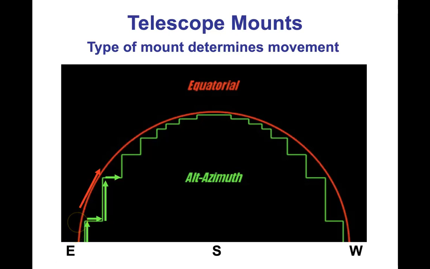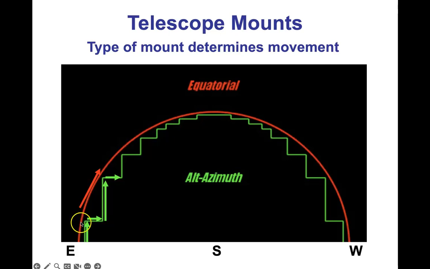Because if you point your telescope at a star or at some object that's rising in the east, as that point on the sky goes overhead from east to west, that's how the telescope moves, right? The telescope moves east to west right along with whatever you're looking at in the sky.